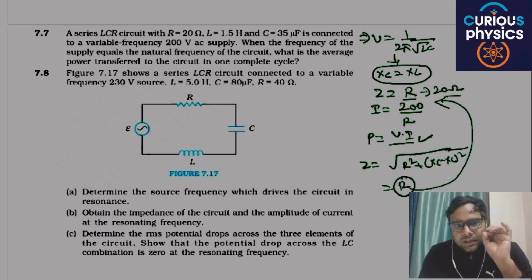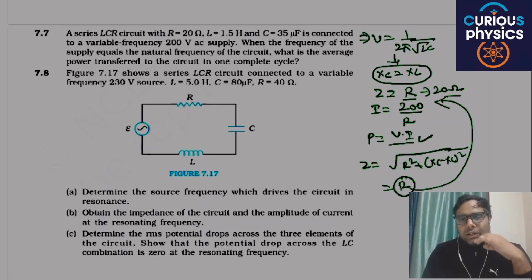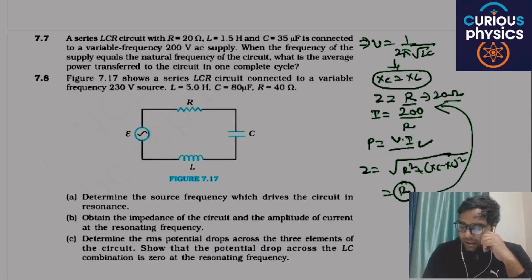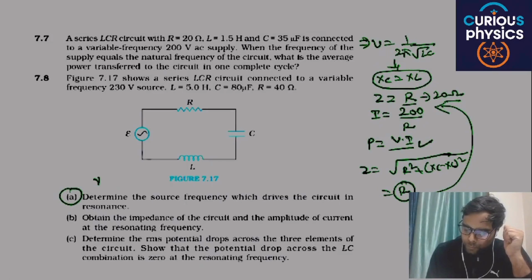When there is a condition of resonance or free oscillations, then XC is equal to XL, which means the total resistance is offered only by the resistance. There is no role of XC and XL. Okay, question number 7.8 shows a series LCR circuit connected to a variable frequency supply with L, C and R. You have to find the frequency which drives the circuit to resonance. So for part A, the formula directly will be 1 by 2 pi into under root L into C.